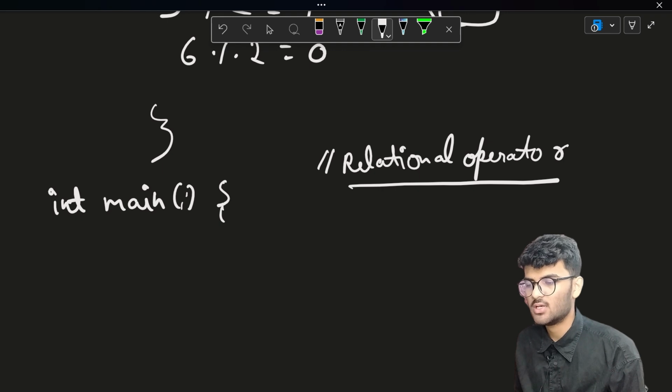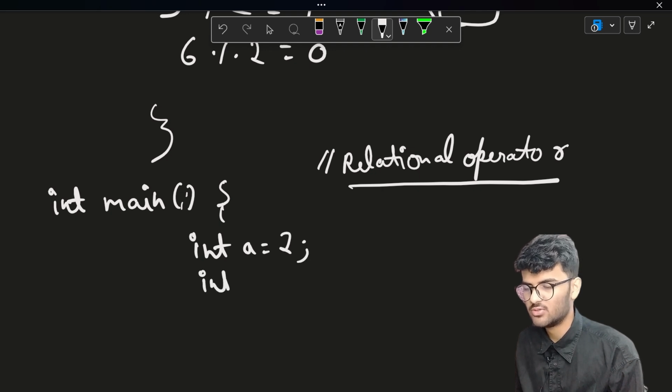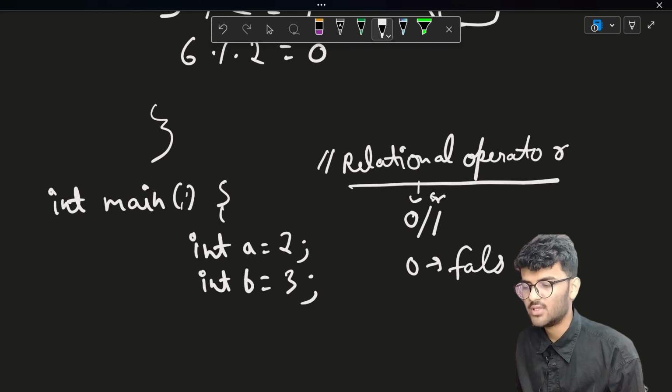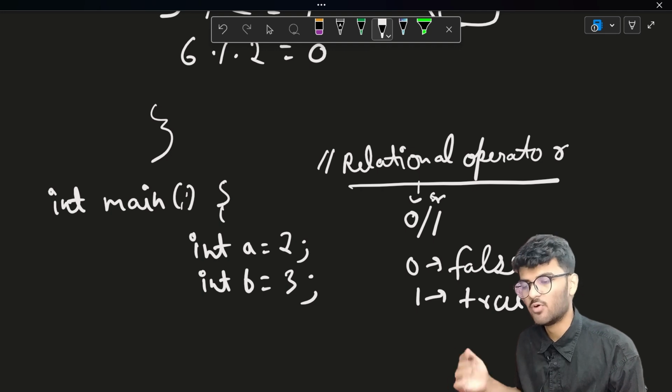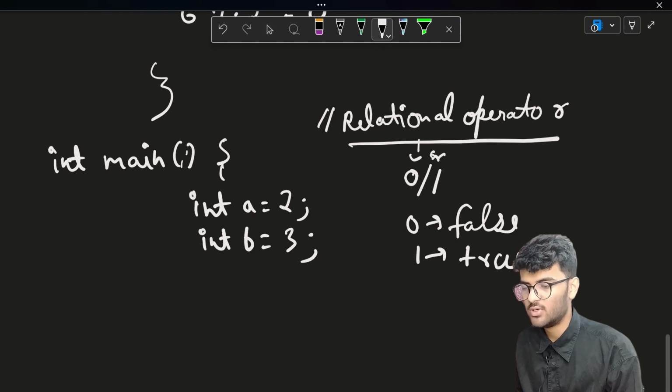So relational operator, this is a comment. Suppose हम लोगों को कुछ compare करना है. Suppose we took int a is equal to 2 and int b is equal to 3. रिलेशनल ऑपरेटर हम लोगों को क्या आउटपुट देता है? That is 0 and 1. 0 मीन फॉल्स एंड 1 मीन ट्रू. अभी हम लोग इफ एल्स में ये चेक नहीं करेंगे, वो बाद में करेंगे, because if else हम लोग ने पढ़ा नहीं है. So हम लोग सीधा cout करेंगे. This is a very important concept. cout a is equal to b.